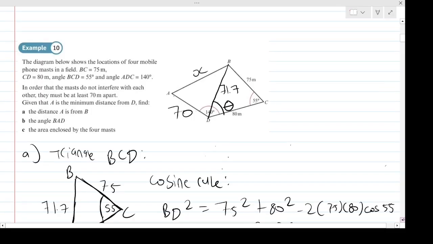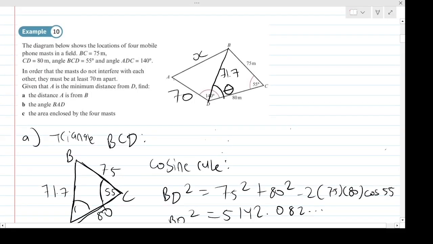This particular angle there, which I'll label here. Well, I can, because I know a lot about this right triangle, triangle BCD, because I know all three sides. So I can work out the missing angle with three sides via the cosine rule again.